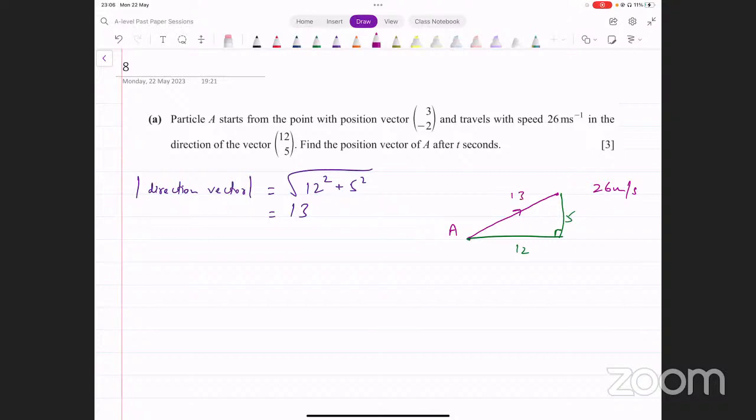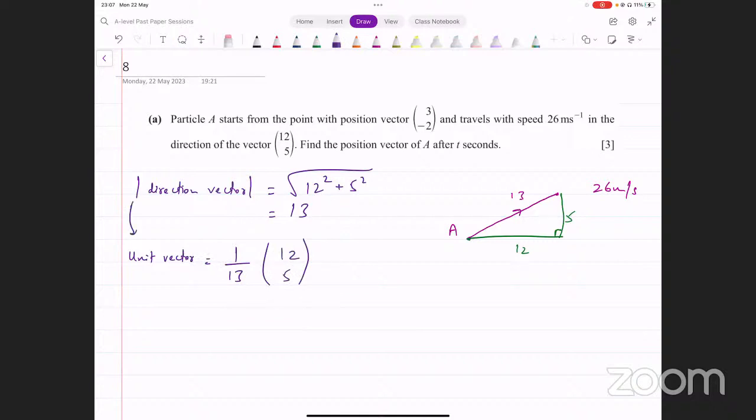ओके तो हम क्या करेंगे, हम इस डायरेक्शन का पहले क्या करते हैं, यूनिट वेक्टर निकाल लेते हैं. यूनिट वेक्टर कैसे आता है, 1/13. तो बेसिकली जो भी वेक्टर है आपके पास उसको 13 से डिवाइड कर देंगे. सो इट बिकम्स 1/13 into (12, 5). This is the unit vector. This is the unit vector in that direction. Okay, unit vector in that direction.